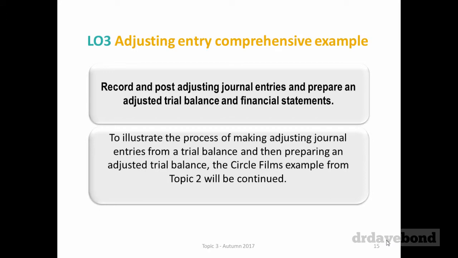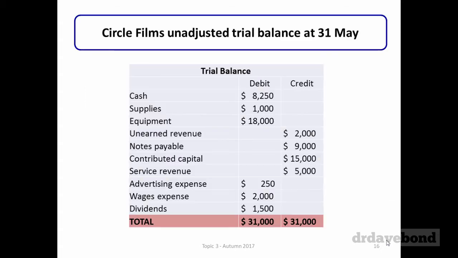So the next thing we're going to do is actually work through this in a little bit more detail based on what we've got from Circle Films. Now this is the information we have. We had a trial balance, this is where we got to last week. Various assets, liabilities, equity, all the rest of it, $31,000. Now, certain things have taken place to get to that, and we also have some new information.